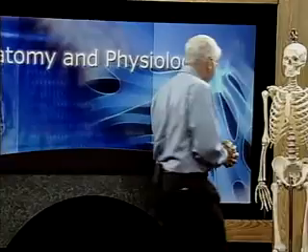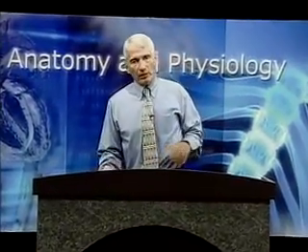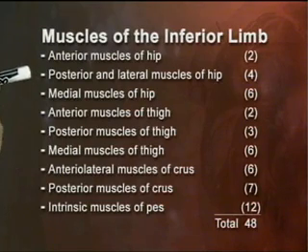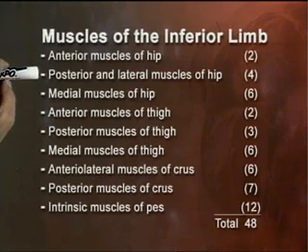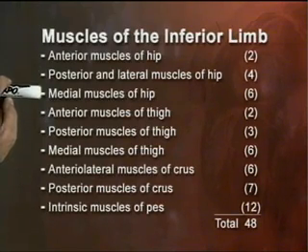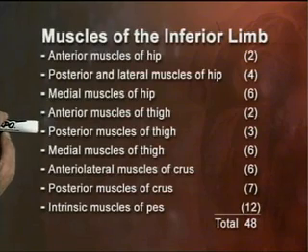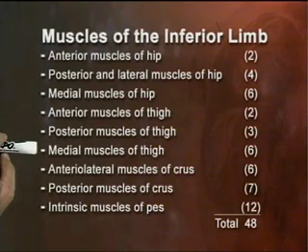Let's look at a graphic that shows certain clinical conditions associated with skeletal muscles. This graphic summarizes what we just said: 9 different groups of muscles in the inferior limb. There are 2 anterior hip muscles, 4 posterior and lateral, and a total of 6 medial muscles of the hip. Then we have 2 anterior muscles of the thigh, 3 posterior muscles of the thigh, and a total of 6 medial muscles of the thigh.